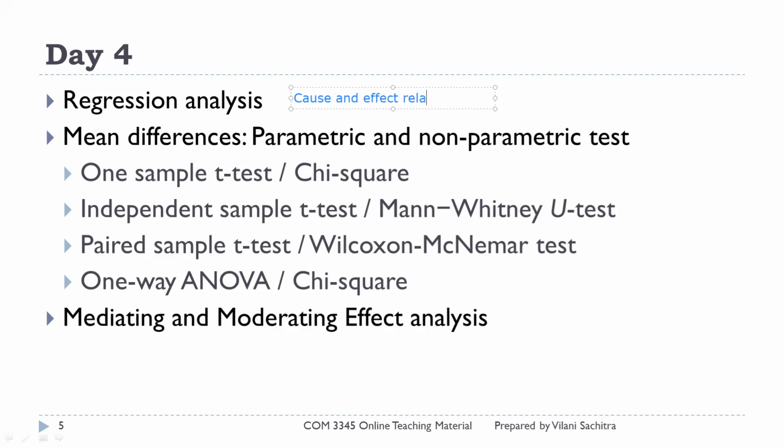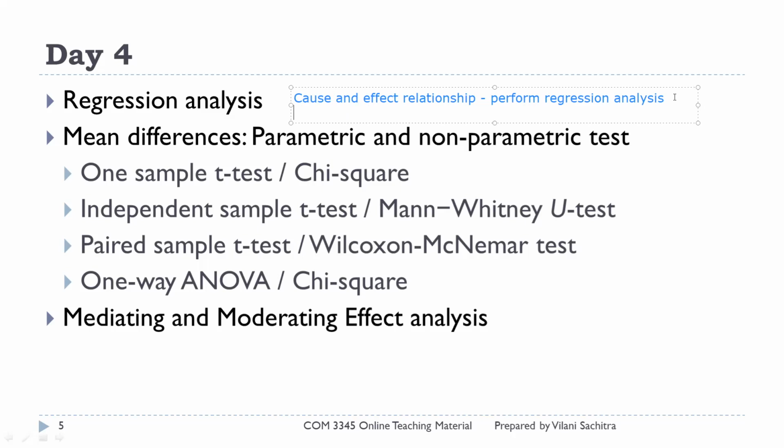In order to examine that cause and effect relationship, we have to perform regression analysis, right? Regression analysis is normally performed in order to make sure that there is a significant influence, significant impact, significant effect of your independent variables on your dependent variable. That's the thing we need to make sure with the regression analysis.